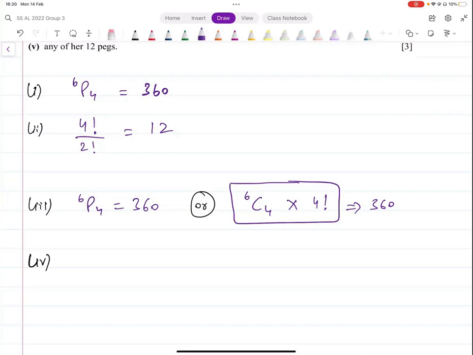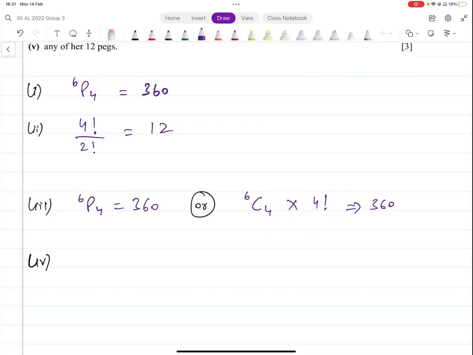We had to choose four colors and then arrange those four colors. Choose bhi four kiya tha aur arrange bhi four ka karna tha. So we could use either of these. We could say 6C4 into 4 factorial, or we could say 6P4 directly. Any of them could have worked there, right?